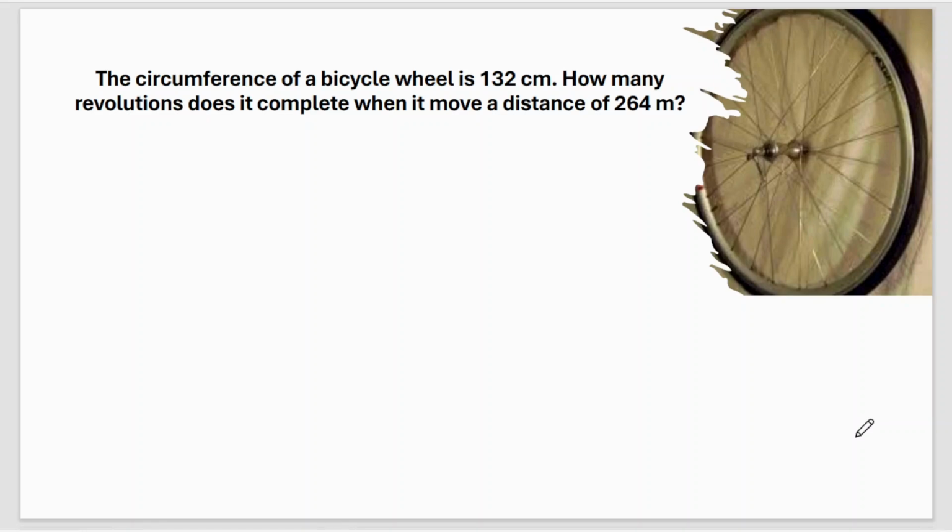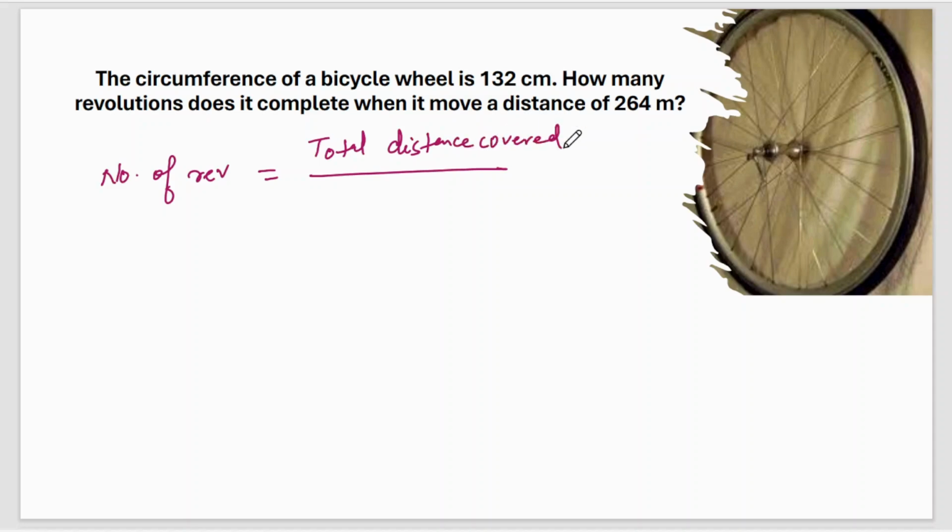The circumference of a bicycle wheel is 132 centimeter. How many revolutions does it complete when it moves a distance of 264 meter? Now again they have asked to find the number of revolutions. So we know the formula for number of revolution: it is total distance covered divided by distance covered in one revolution.